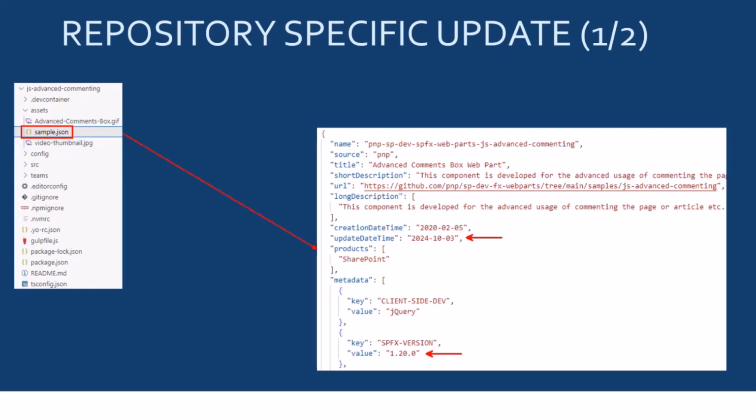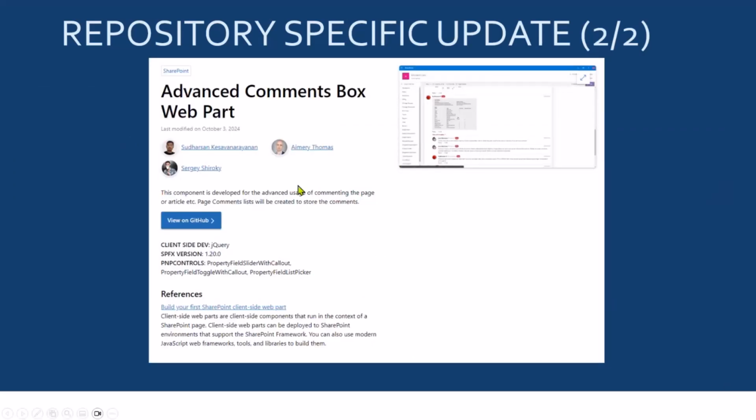Because, as you may know, all those samples are showcased on a gallery website. And this website is using data from the sample.json file to display relevant information regarding the web part. So for instance, here you have the new update date time and the new SharePoint version value. So if I go on the gallery website, I can see that I have the correct SPFx version and the correct update date time.